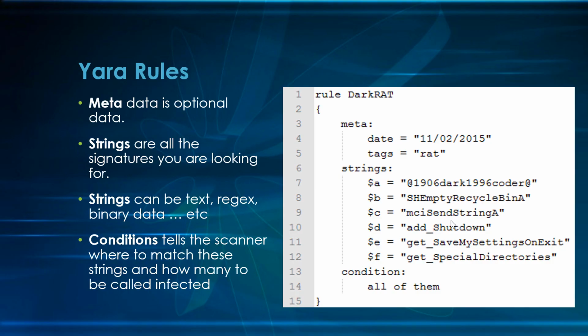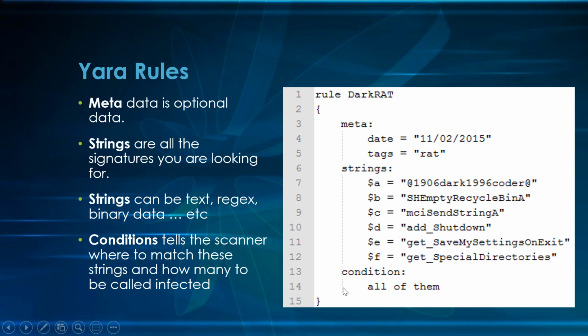At the end, we use something called the condition. The condition tells the scanner where to look in these strings and how many have to match to call this file infected by, for example, DarkRAT. This is basically the check part, what to check exactly. The YARA tool searches for all these signatures and then executes the condition to know if this file is really infected or not.